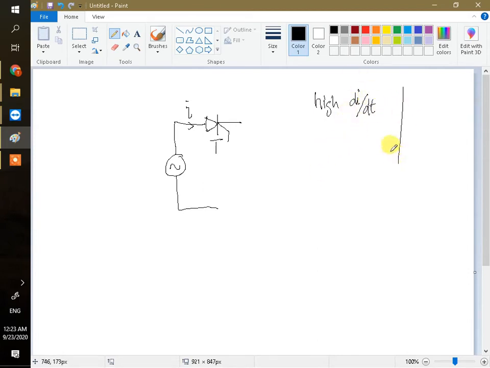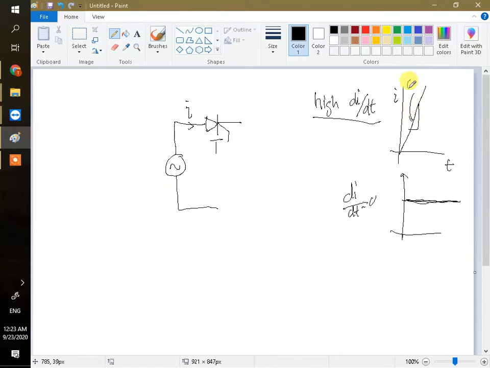When people say high DI/DT, it means this is the current, this is the voltage, and the current will go up so fast. When DI/DT equals 0, the current is flat like this. There's no change, no slope. This one you got slope. Slope is the DI/DT. This is no slope, DI/DT equal to 0. You learn this in secondary school. So when a high DI/DT like this passes through the transistor, you can actually destroy the transistor.